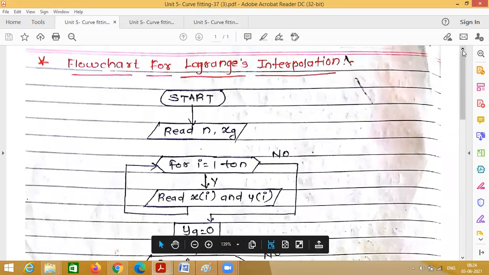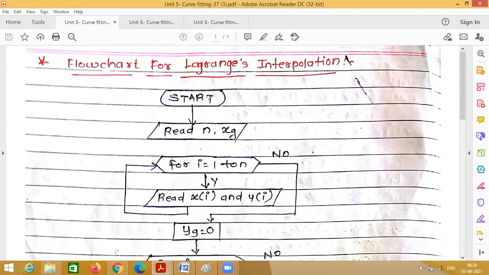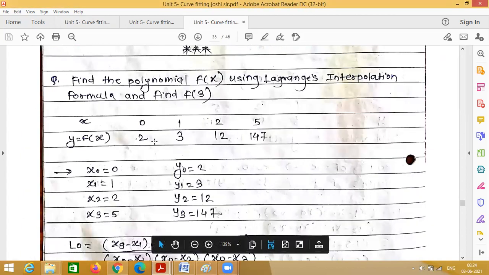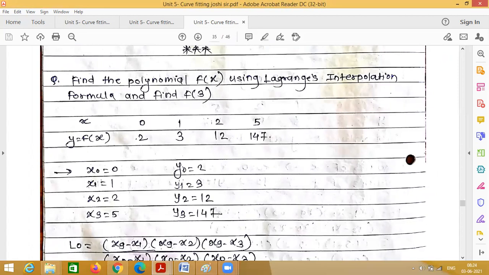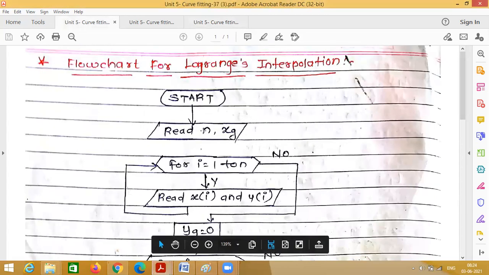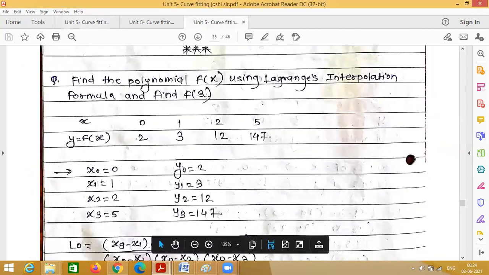So here is the flowchart. You just start your code, then whatever input is required. In this particular problem statement, we need to enter the set of data points. Here the total set of data points is 4, so we are going to enter those values. Read n, where n represents the number of data points. Then we also enter the value of x at which we need to find the value of this function.